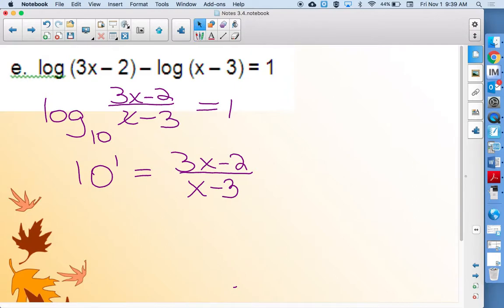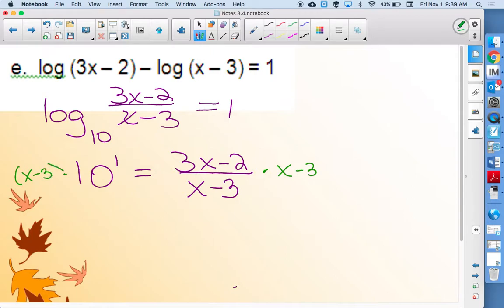Nice. So once you do everything you can as it's in log form, you've condensed it. The option is then to change it to an exponent. So now we have 10 to the first is equal to 3x minus 2 divided by x minus 3. How do you solve this problem? Colin? Multiply both sides by x minus 3. Yeah, whatever's in the denominator, we need to get out of the denominator. So in order to get rid of it, I need to multiply by it on both sides. So we have x minus 3 that we're multiplying with 10, which gives us 10x minus 30. And then on the other side, that x minus 3 is gone because we multiplied it. And we have 3x minus 2.